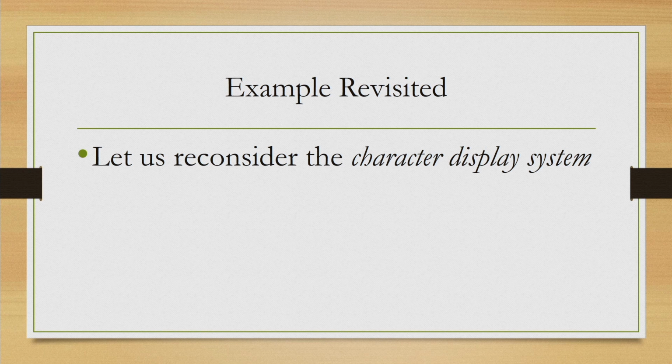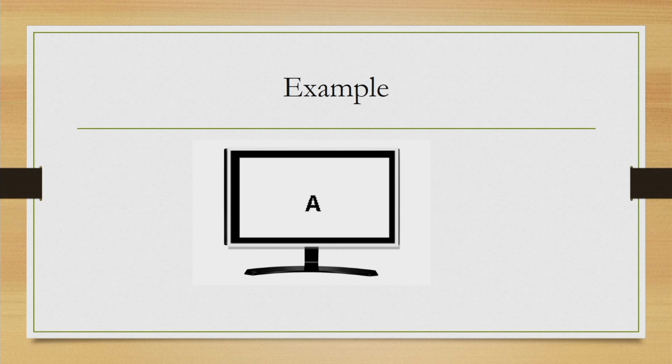Let us reconsider the example system that we have introduced in our last lecture, the character display system. Recollect that it is only a simple system. It has only a very simple interface which is capable of showing only one letter of the English alphabet, one letter in capital, and we can change the font size of this letter and we can change the color of this letter.